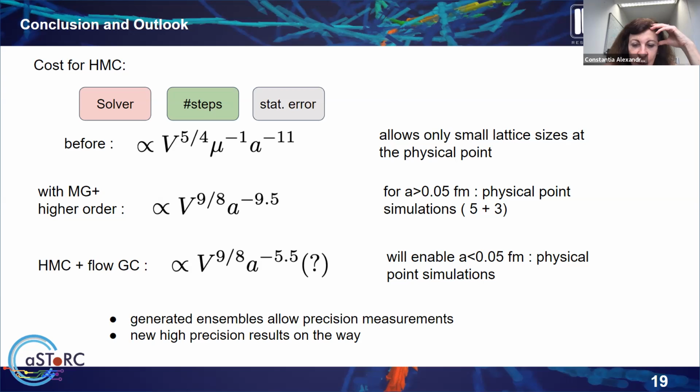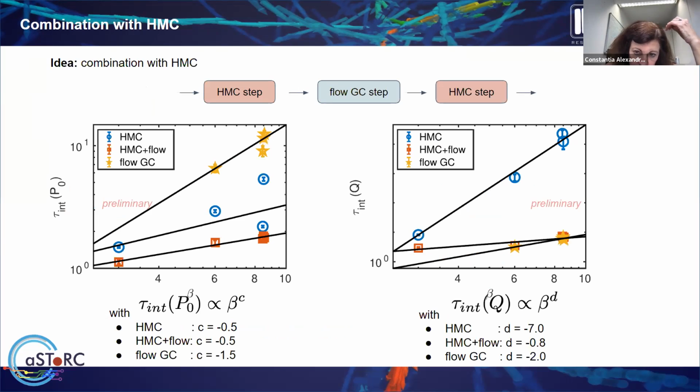But Jakob, I have a question. In this combination that you have done, the last one, HMC plus the flow, I'm not sure I understood fully. So you get these brown points by doing what exactly?